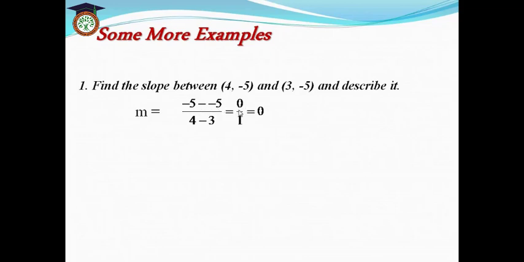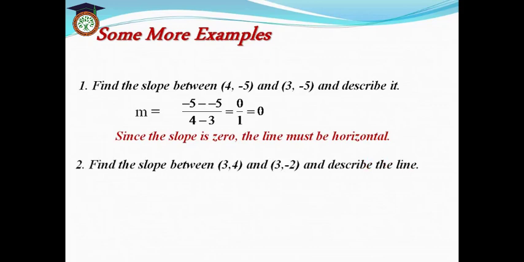So -5 plus 5 equals 0, and 4 minus 3 equals 1. So 0 over 1 equals 0. So our slope here equals 0. So the line must be horizontal, or parallel to the x-axis.